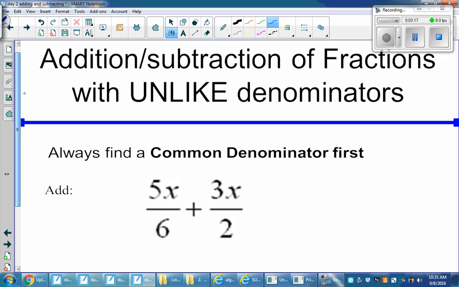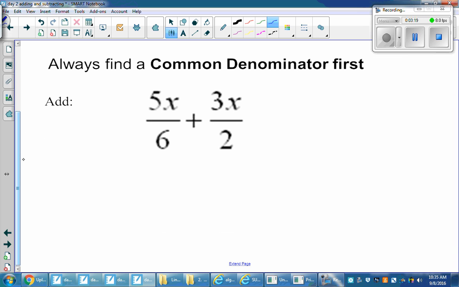Now, we've looked at a couple of examples that have common denominators. Now we're going to start to look at some that don't. Our first step is to find a common denominator. Our common denominator is really the least common multiple for our denominators. I see that I have a denominator of 6 and a denominator of 2. Well, my common denominator, my least common multiple, is going to be 6.